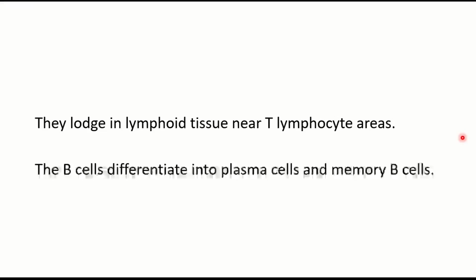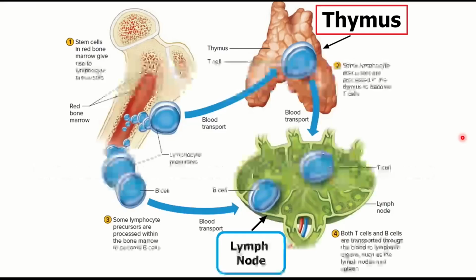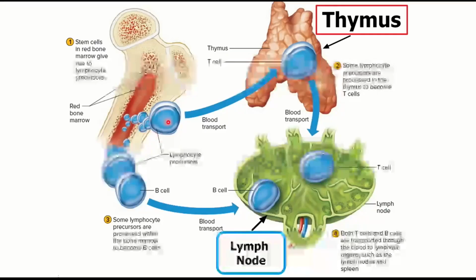The B cells differentiate into plasma cells and memory B cells, and these plasma cells are the ones who produce antibodies. So you can see in this diagram, this is the thymus, this is the bone marrow. Stem cells in the bone marrow give rise to lymphocyte precursors. We can now call them lymphocyte precursors. They will be released into the circulation through the blood. They reach the thymus, are processed there to become mature T cells, and are again released from the thymus into the blood. Through the blood circulation, they reach the lymphoid tissue.